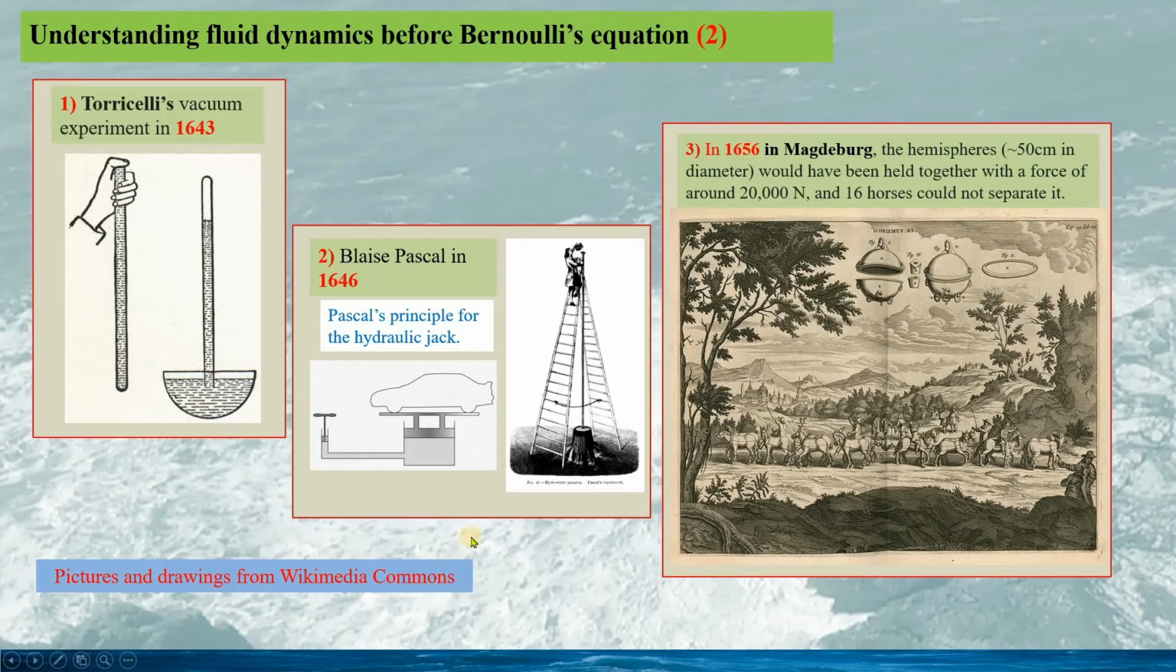And in 1656, in Magdeburg, the hemisphere experiment: the two hemispheres were put together, and the air inside was taken out to make a vacuum in the hemisphere. In the experiment, 16 horses were used, 8 on each side, to try to pull apart the hemispheres, but they did not separate. Based on their calculation, there was a 20,000 newton force acting on the hemisphere.